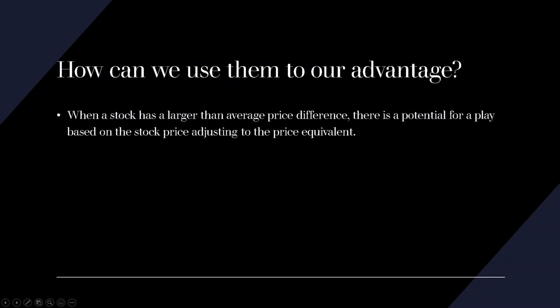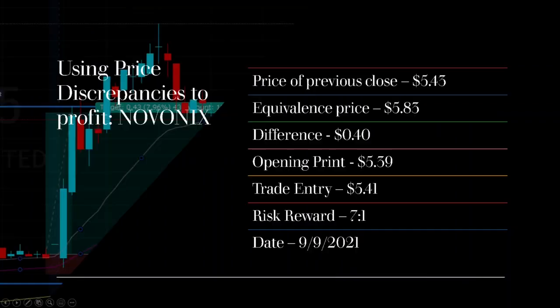So how can we use them to our advantage? When a stock has a larger than average price difference, there is a potential play based on the stock adjusting to the price equivalent. That can be done in two ways, which we're going to go over: pivots and price discrepancy.